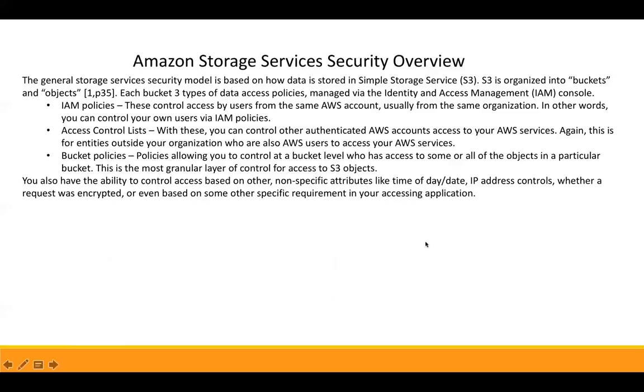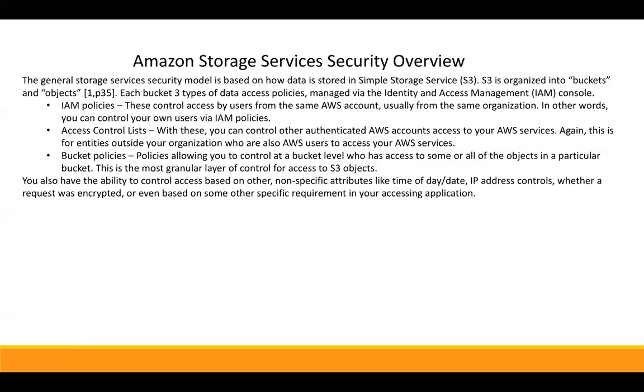Amazon Storage Service Security Overview. The general storage service security model is based on how data is stored in Simple Storage Service, S3. S3 is organized into buckets and objects. Each bucket has three types of data access policies, managed via the Identity and Access Management, or IAM, console. The IAM policies control access by users from the same AWS account, usually from the same organization. In other words, you can control your own users via IAM policies.